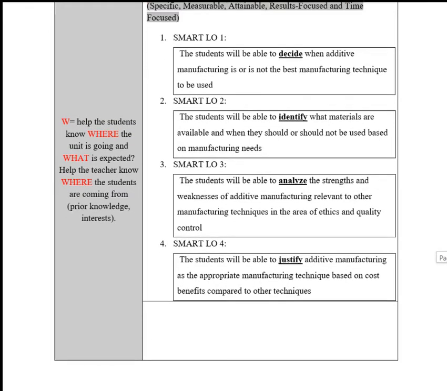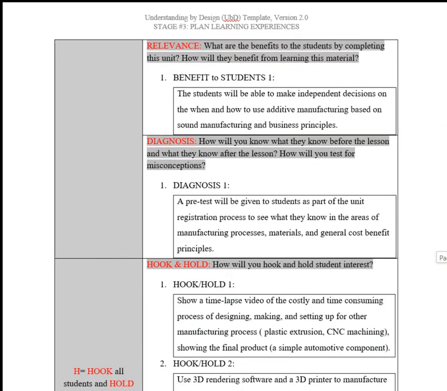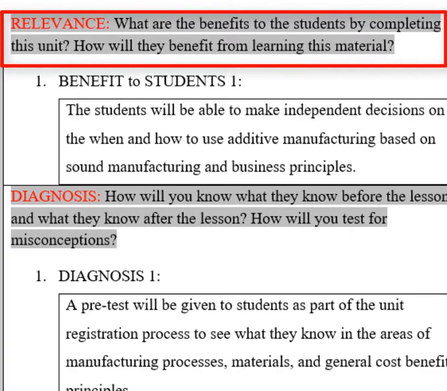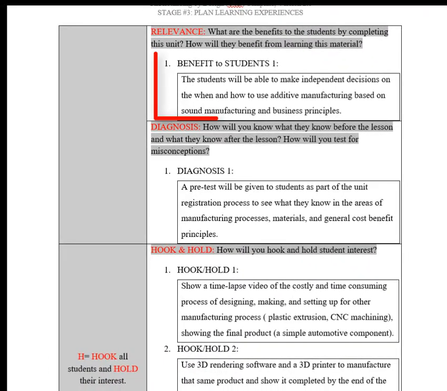Next we have the relevance. This is still under the W. What are the benefits to the students by completing this unit? How will they benefit from learning this material? There could be more than one benefit. In this case, I only have the one benefit to students.